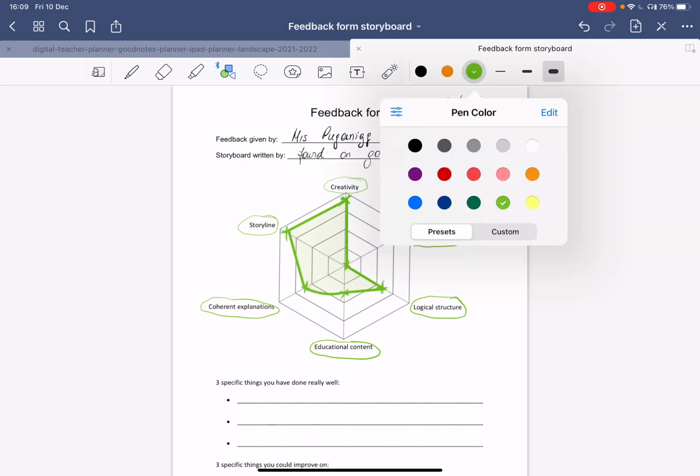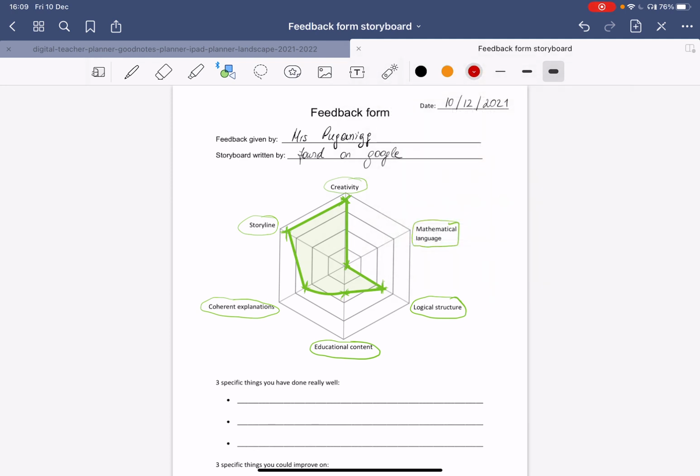Now, what does that person getting this kind of feedback get from the feedback? That person can clearly see straight away that they did very well on creativity and the storyline. They also did okay on the logical structure and the coherent explanations, but they didn't do well at all on the educational context and the math language involved. So these are areas that they will have to improve on first.